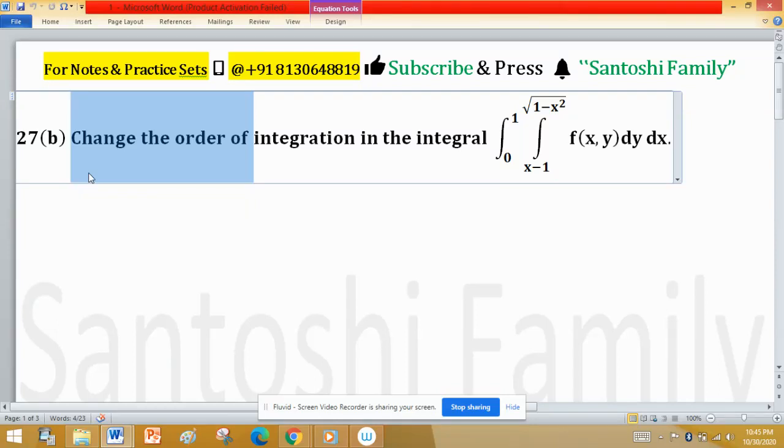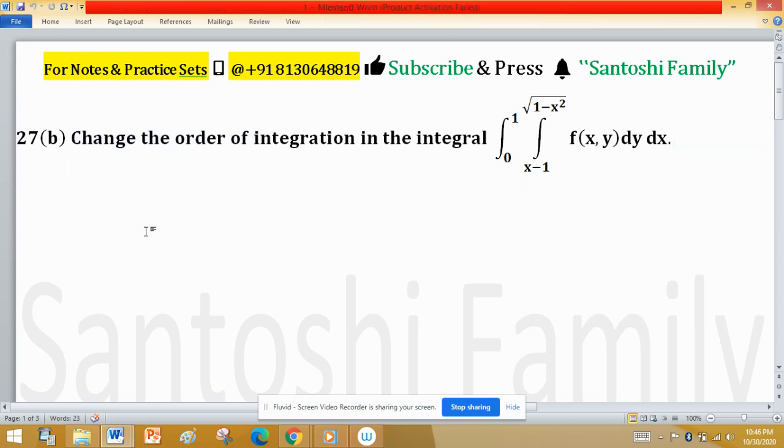The order of integration in the integral, f is a function of x and y, and the limits with respect to y are: x minus 1 is the lower and square root of 1 minus x square is the upper limit, and the constant limits with respect to x are 0 to 1. So changing the order of integration doesn't mean you directly interchange dx and dy. What is the correct meaning of changing the order of integration?